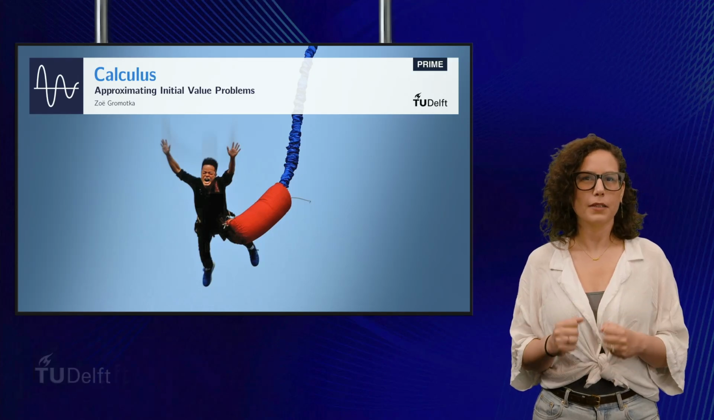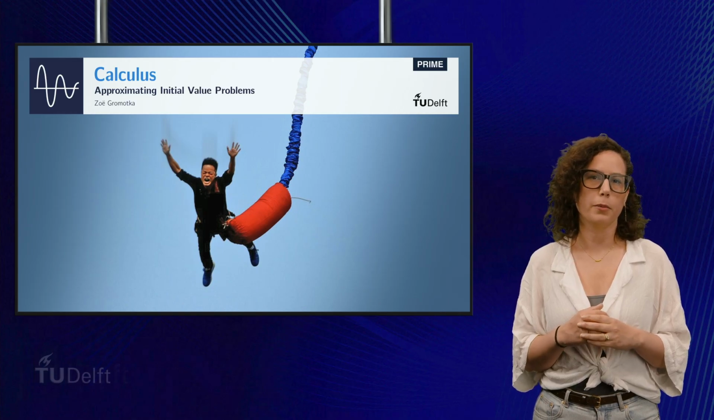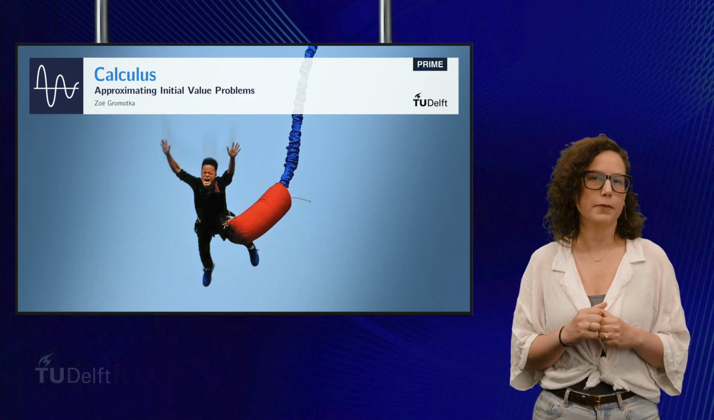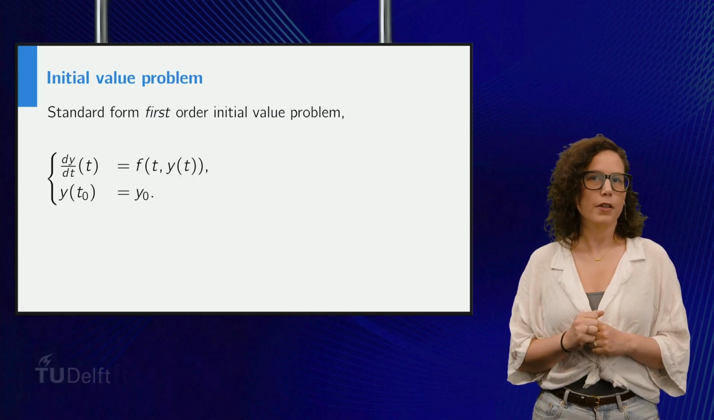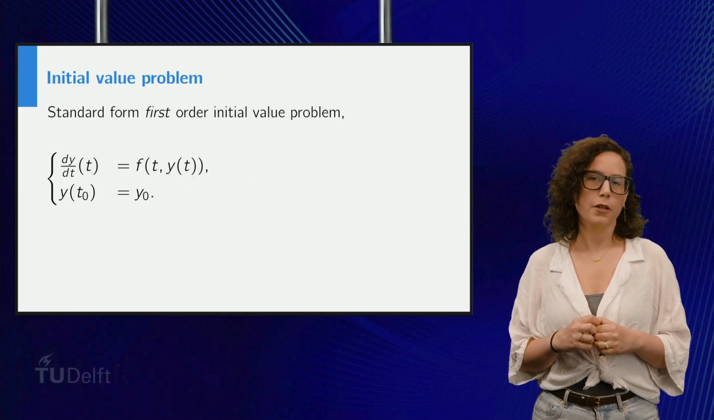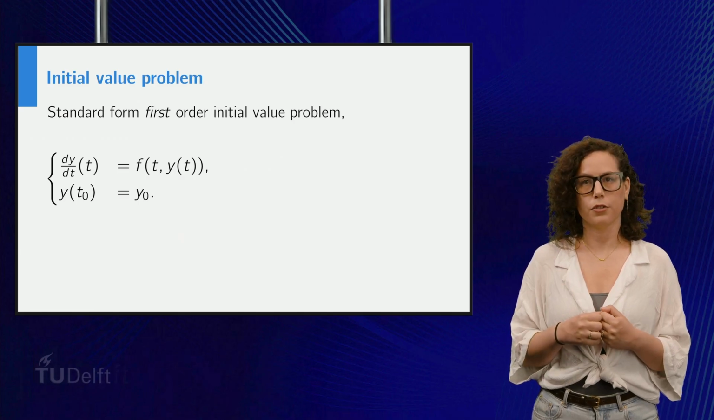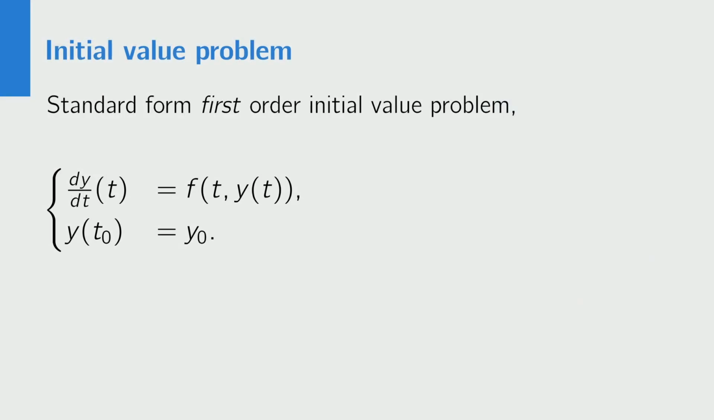Welcome back. In this video, you will learn how to approximate the solution of a first-order initial value problem. Let us first recap what such an initial value problem looks like. An initial value problem consists of two parts: an ordinary differential equation and an initial condition. The order of the initial value problem is equal to the order of the differential equation. Here we have the general form of a first-order initial value problem.